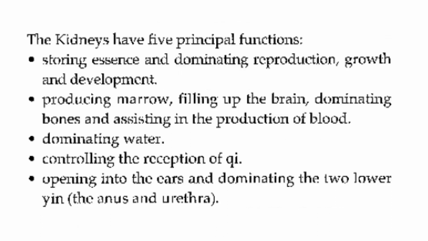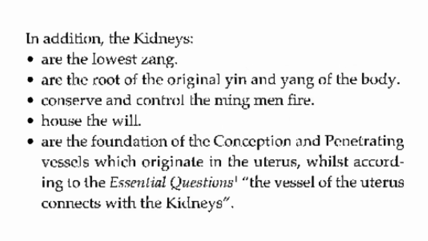The kidneys have 5 principal functions. First, storing essence and dominating reproduction, growth, and development. Second, producing marrow, filling up the brain, dominating bones, and assisting in the production of blood. Third, dominating water. Fourth, controlling the reception of qi. And fifth, opening into the ears and dominating the 2 lower yin, the anus and urethra.